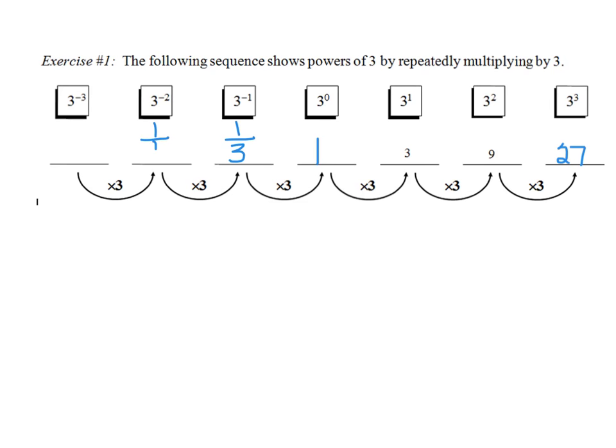3 to the negative 2 is going to be 1/9, because I needed a number so that when I multiplied by 3, I got 1/3. Finish it off. 3 to the negative 3rd would be 1 over 3 to the 3rd, which is 1 over 27.